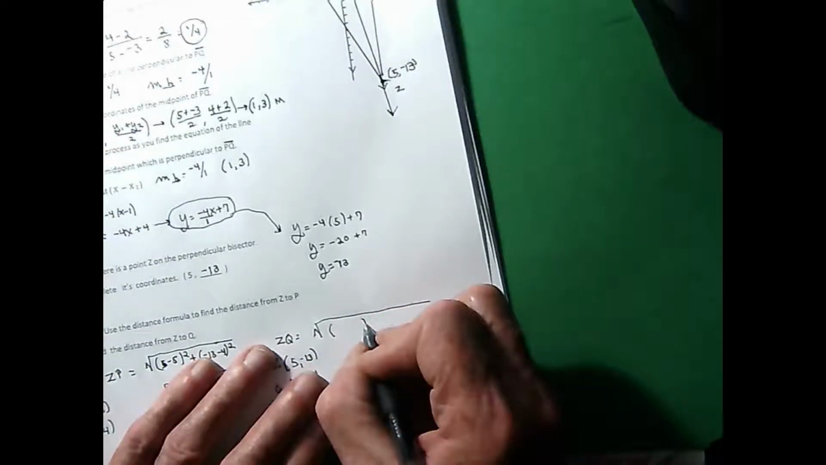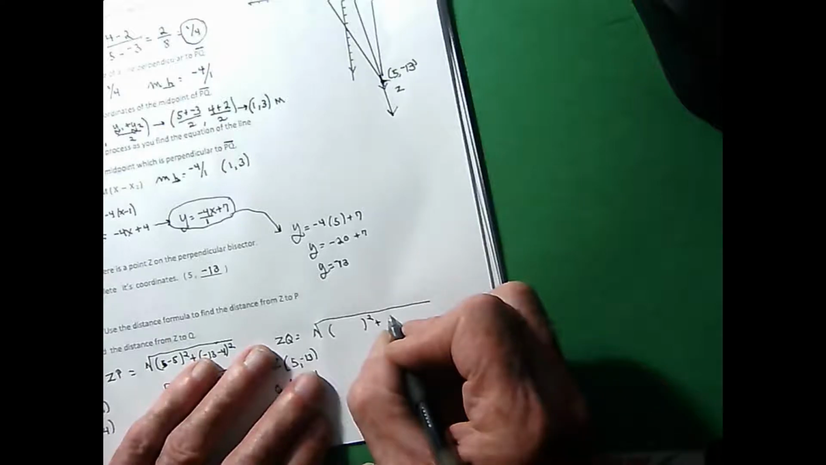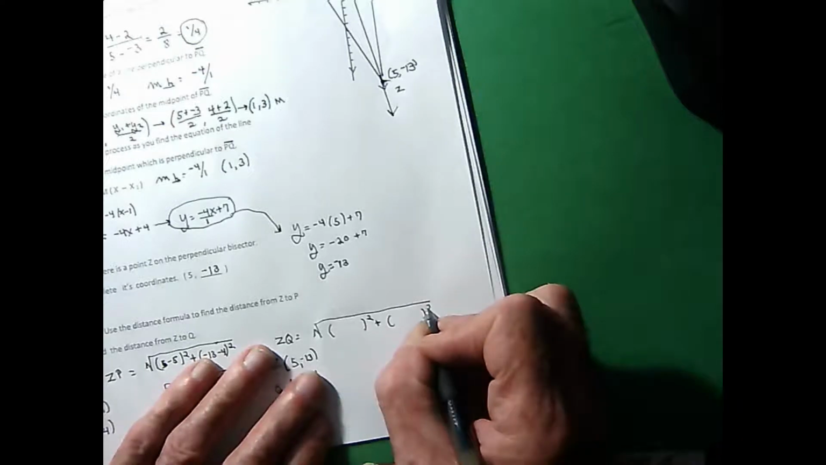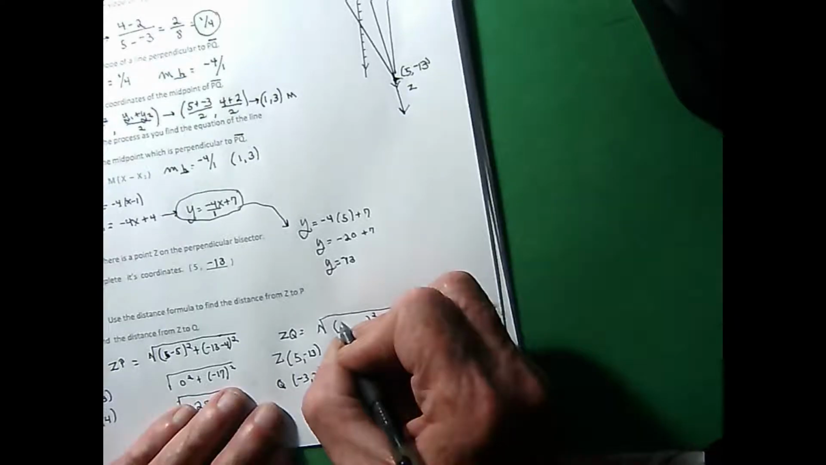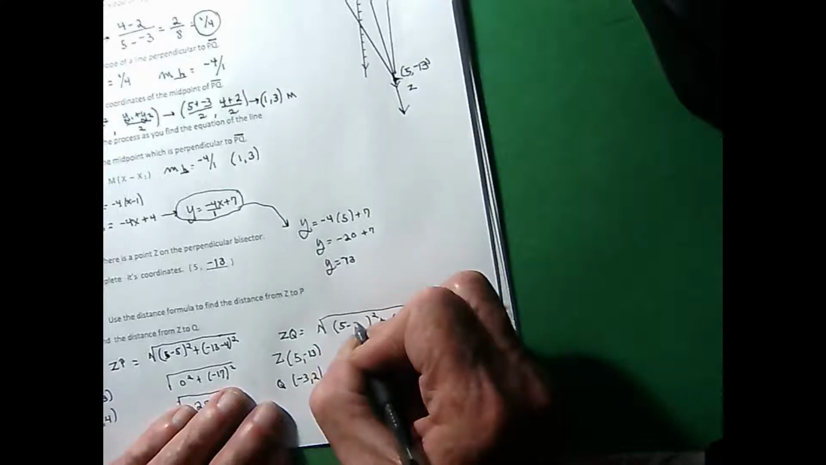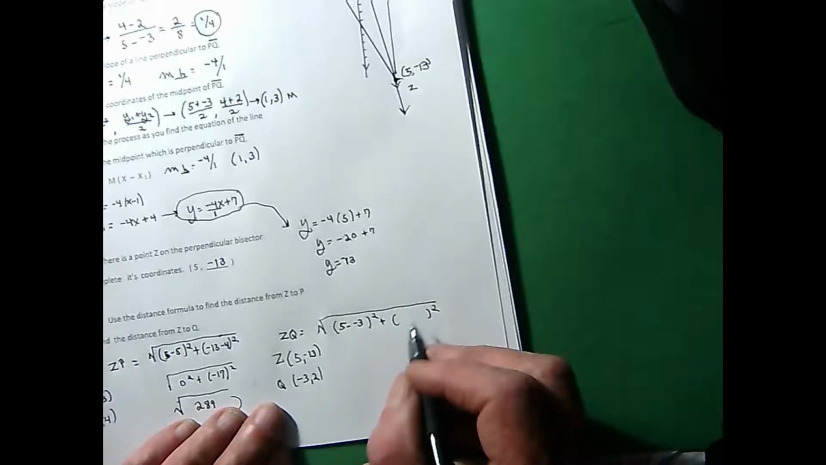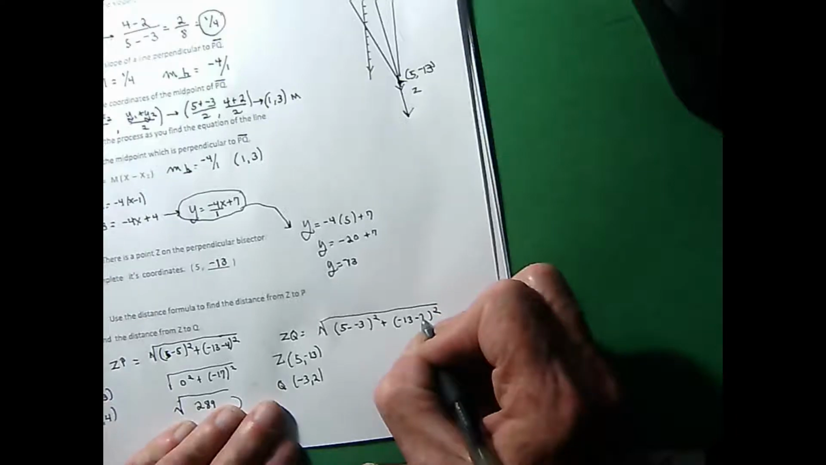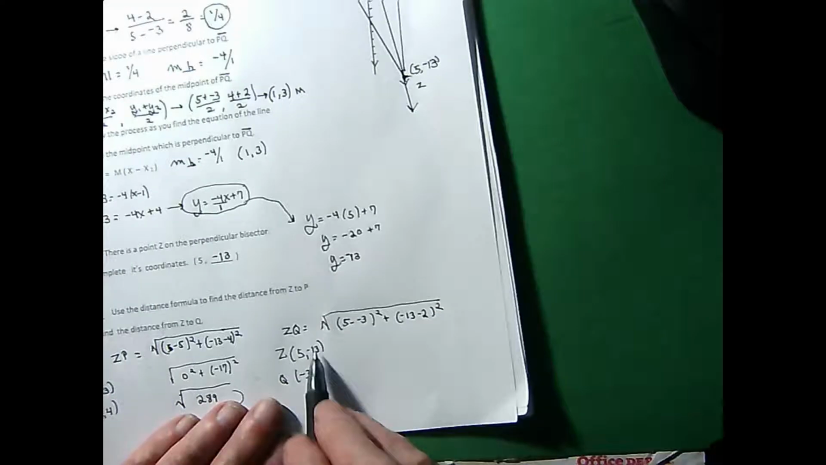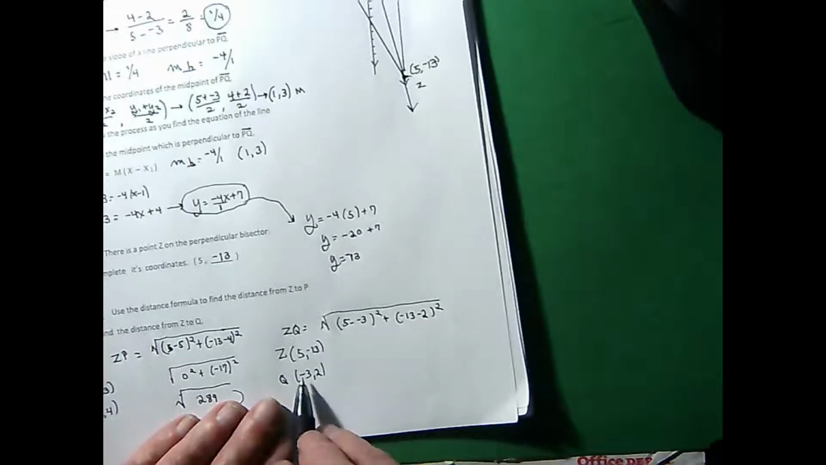Going to put the difference in the x's right there. Going to put the difference in the y's right there. Going to figure out that length. We're calling it ZQ. So in the first pair of parentheses, 5 minus negative 3. Yeah, that's the difference in the x coordinates. Here comes the difference in the y coordinates. That'd be negative 13 minus 2. Just y coordinate minus y coordinate. And here, x coordinate minus x coordinate.